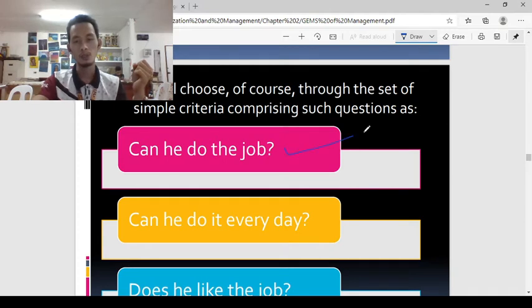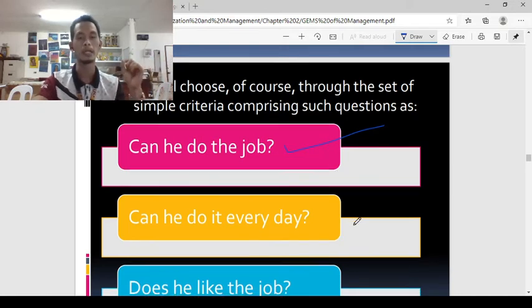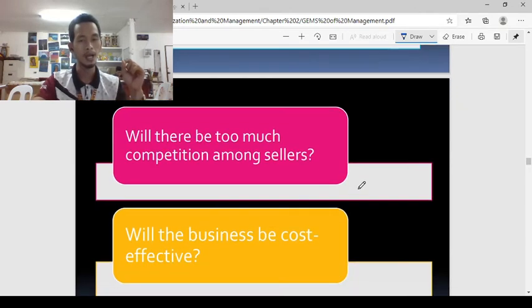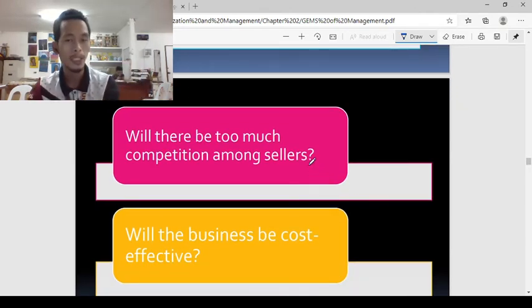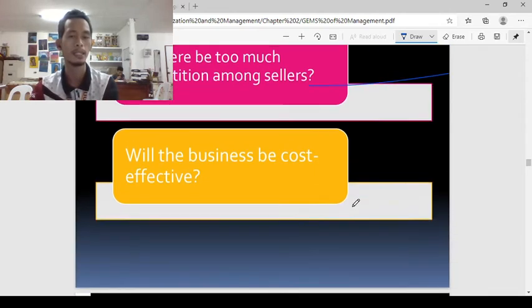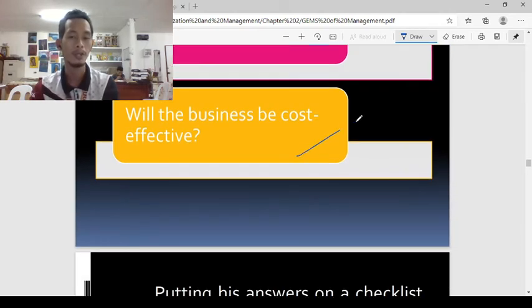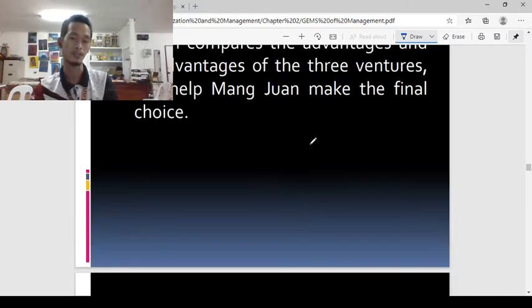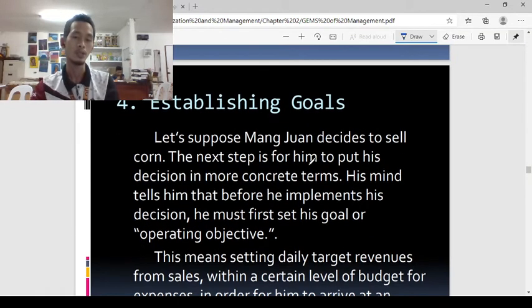Now, can he do the job? Like, mamaligya si Mang Juan og boiled corn, can he do the job? Di ba? Magpedal og corn. Can he do it every day? Does he like the job? Will there be too much competition among sellers? You must consider it. Will the business be cost effective? Putting his answers on a checklist which compares the advantages and disadvantages of the 3 ventures will help Mang Juan make the final choice. Now, establishing goals is the 4th stage under goal setting.